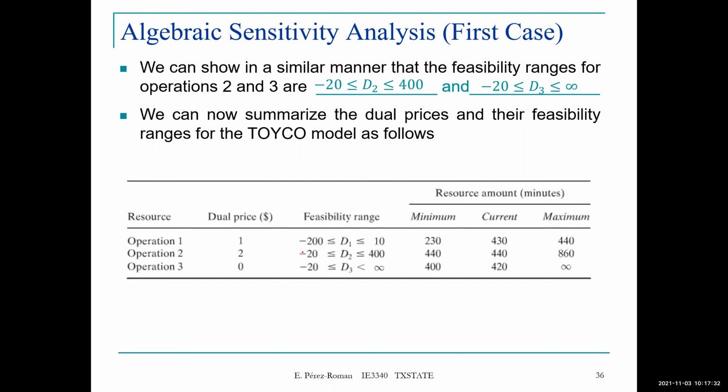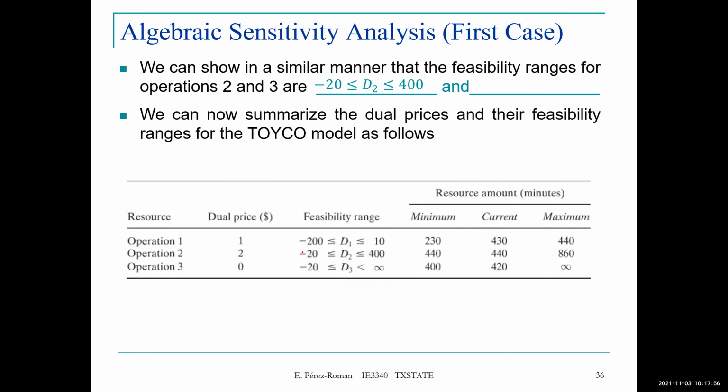So in summary, everything that we have done is to set up this table. What this table is stating is, for operation 1, operation 2, and operation 3, what are the dual prices? This dual price is telling you that if you increase operation 1 by 1 unit, then you're going to increase your profit by 1 unit.